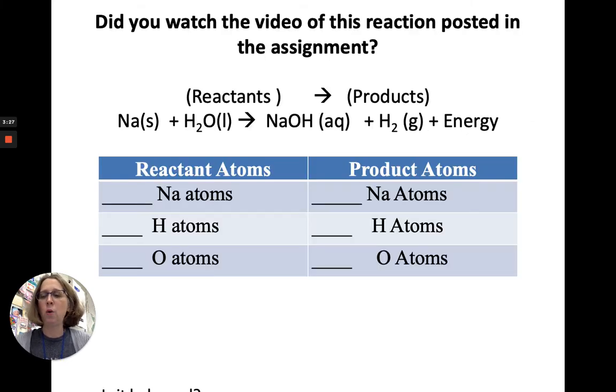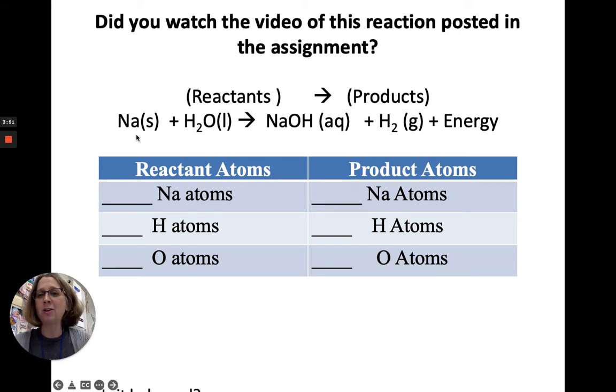All right, so at the beginning of this assignment, if you looked at my Canvas course, there was a video for you to watch, a sort of historical video of the Army getting rid of sodium metal. They were rolling barrels full of sodium metal into a lake, and you saw a huge explosion, a lot of steam, a lot of smoke.